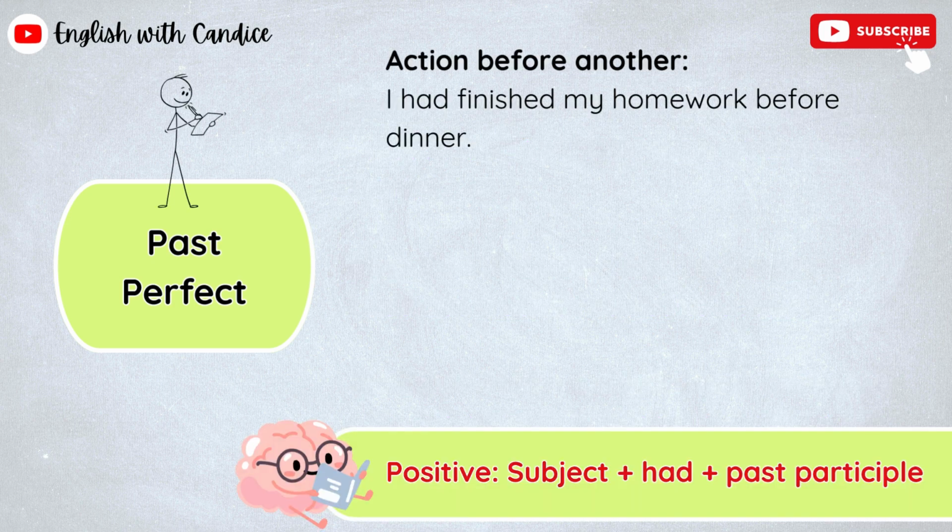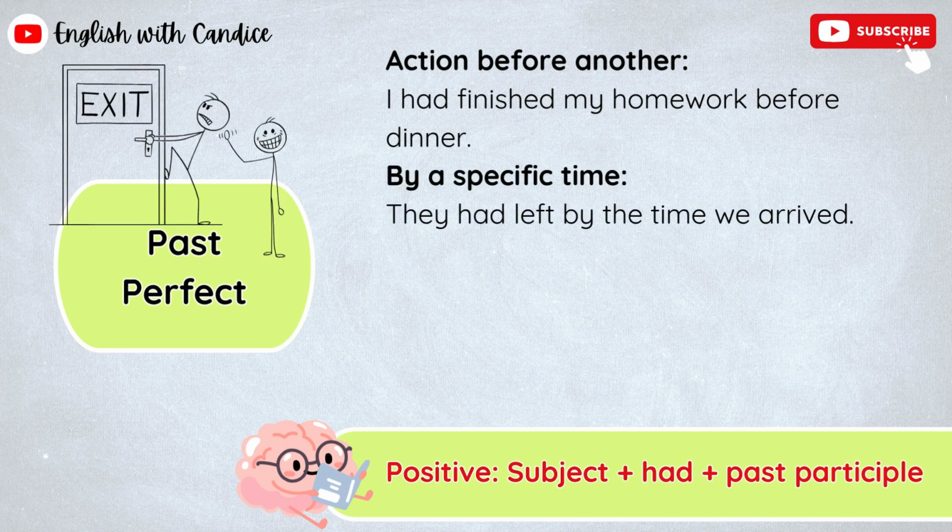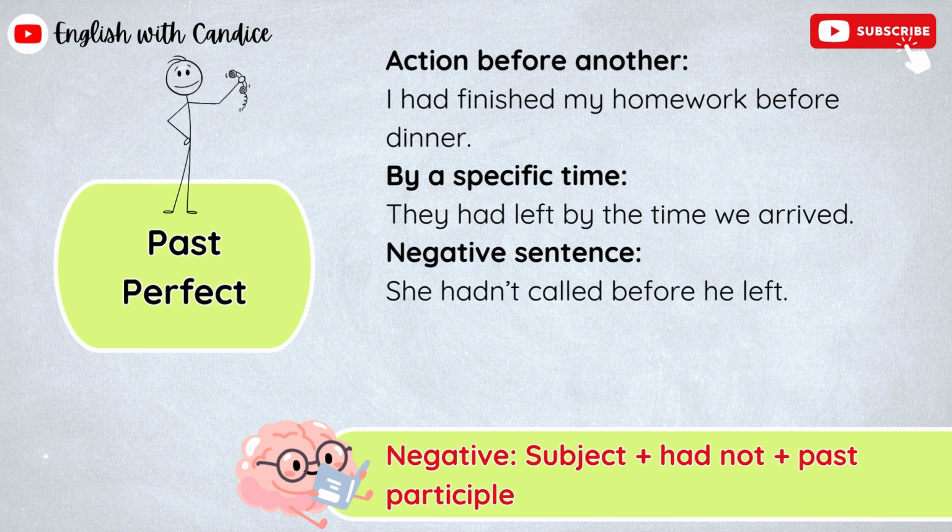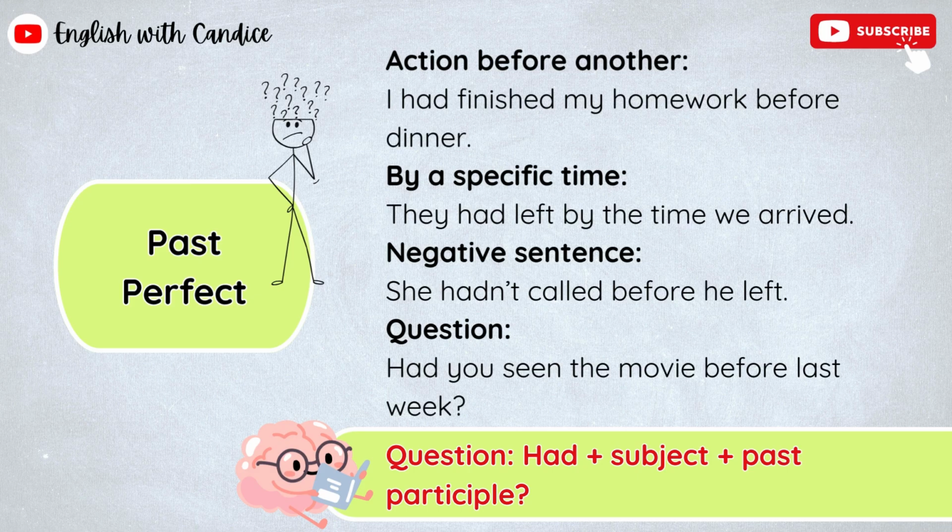Here are some examples of the past perfect tense. I had finished my homework before dinner. The action of finishing the homework was completed before dinner. They had left by the time we arrived. Their leaving happened before we arrived. For negative sentences, we can say she hadn't called before he left. And then for questions, had you seen the movie before last week? So use this tense to talk about actions that happened earlier than another event in the past.